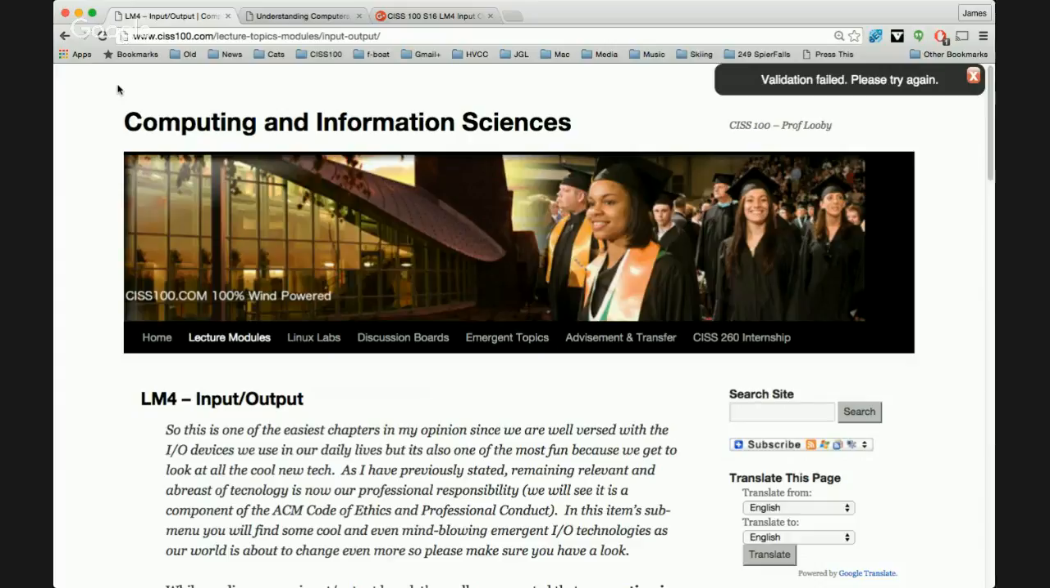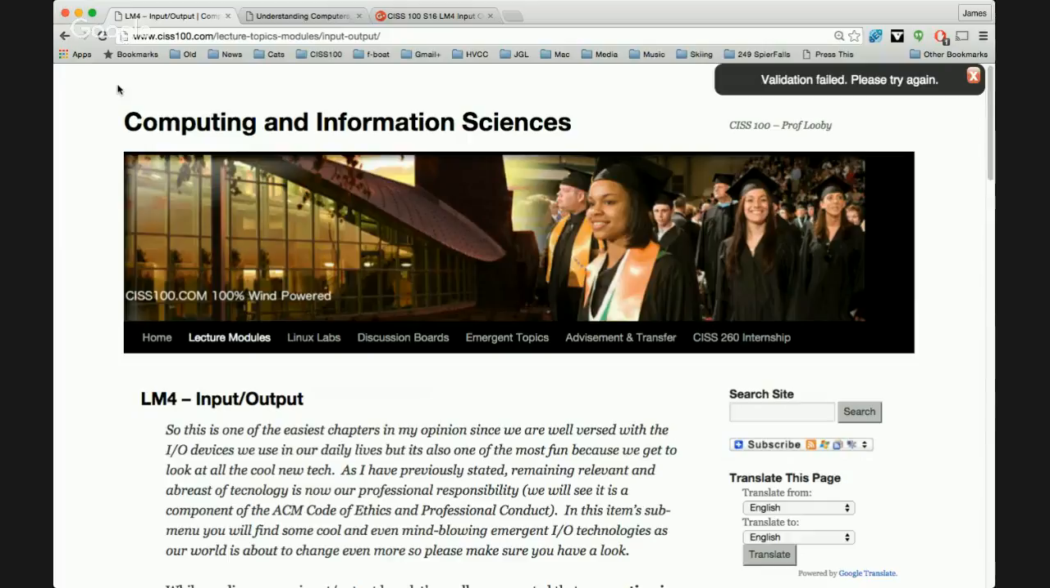Okay, let's get started. Lecture module 4, input-output. Input-output, in my opinion, this chapter is probably the easiest in the textbook. Why? We're all pretty much familiar with input-output. We use it every day.